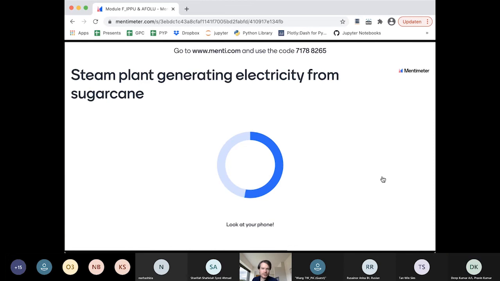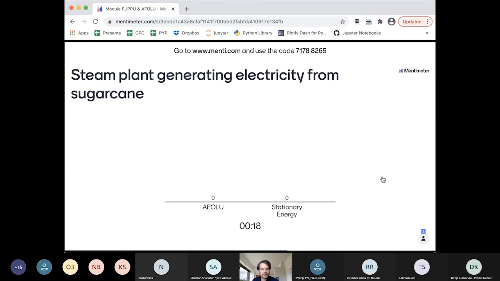A steam plant generating electricity from sugarcane. Is that a FOLU or stationary energy? Okay, and the correct answer is stationary energy, because we're generating electricity. So it's the intentional use of a fuel for electricity. So reporting that under stationary energy.